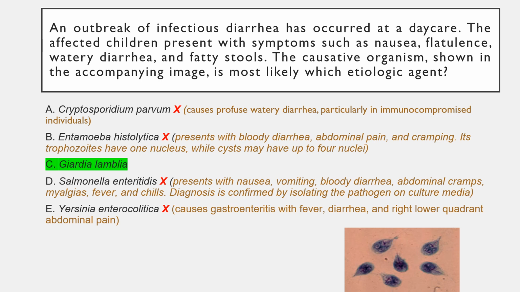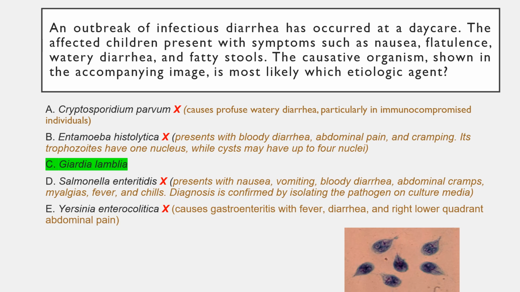Let's have a look at why the other options are incorrect. Option A is incorrect as Cryptosporidium parvum causes large volume watery diarrhea, especially in immunocompromised patients. Option B is incorrect as Entamoeba histolytica causes dysentery with bloody diarrhea, abdominal pain, and cramping. Entamoeba histolytica trophozoites have only 1 nucleus, whereas the cysts can contain up to 4 nuclei.